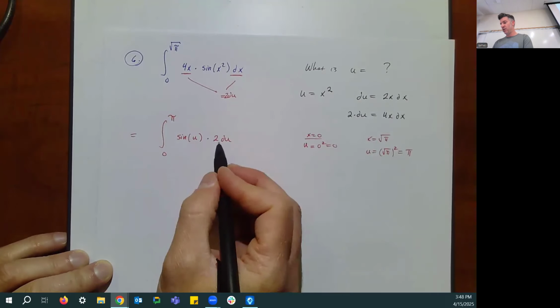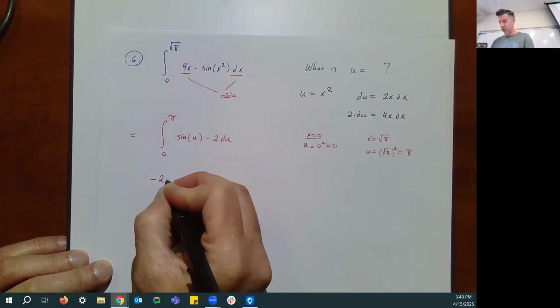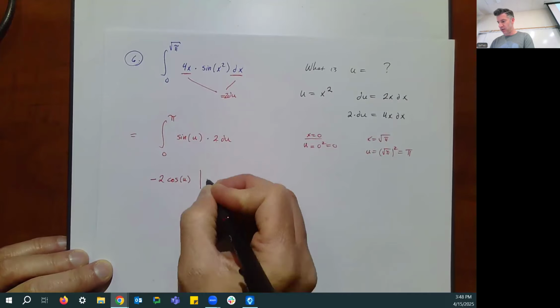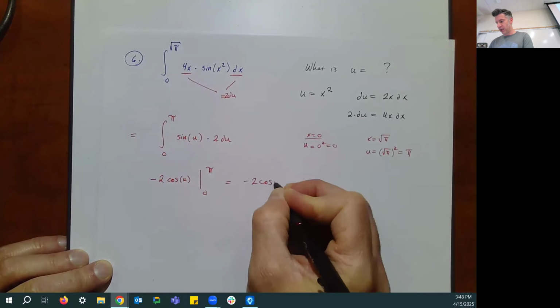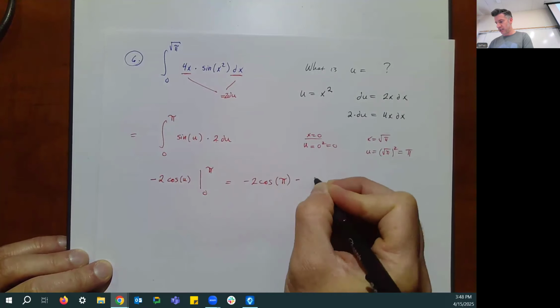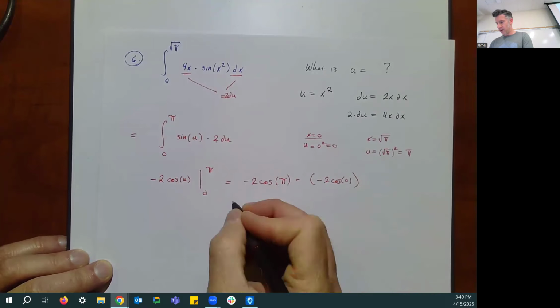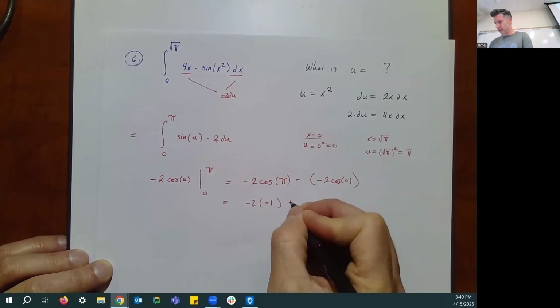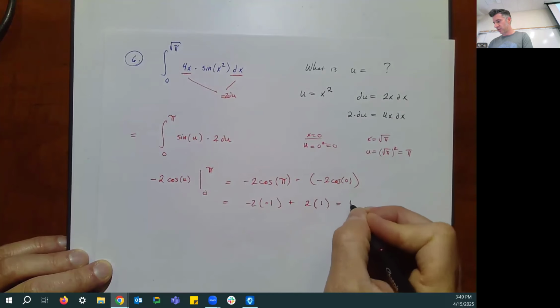We anti-differentiate 2 times sine of u and get negative 2 times cosine of u, evaluated from 0 to pi. So that's going to be negative 2 times cosine of pi minus negative 2 times cosine of 0. That's going to be negative 2 times negative 1 plus 2 times cosine of 0 is 1. So that's 2 plus 2, which is 4.